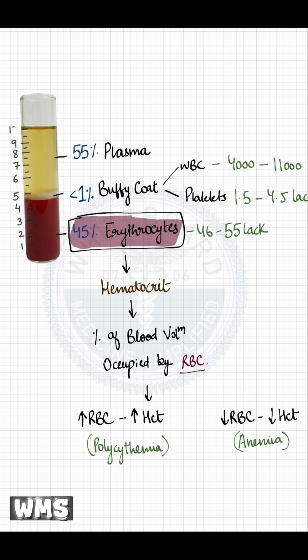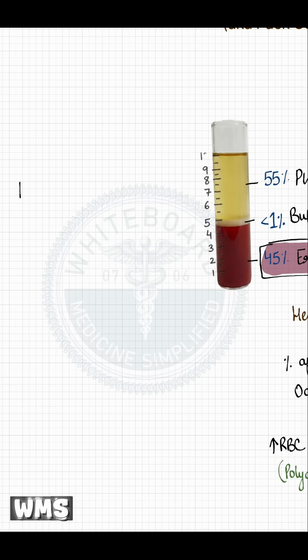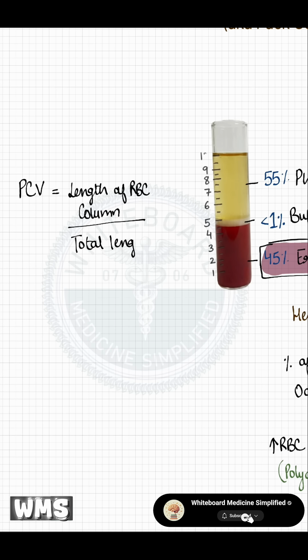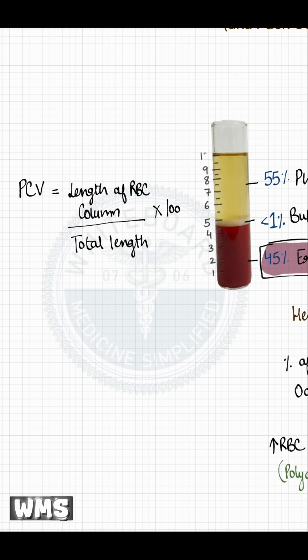So let's understand this from the formula to calculate packed cell volume. The formula to calculate the packed cell volume is the length of the red blood cell column upon the total length of the blood sample, into 100. Suppose the length of the column which consists of RBCs is 4.5 and the total length is 10. So the PCV comes up to be 45%, which is normal.